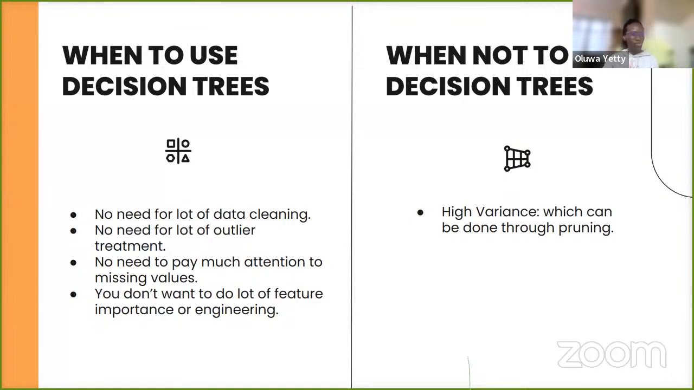When not to use decision trees is when you have high variance. So what do we mean by high variance? When you have a tree-based model, we say it is very complex, and when we say it's complex, it means that it captures a lot of noise or random fluctuations in the training data, rather than focusing on the underlying patterns or relationships between the features. So that's what we call high variance.